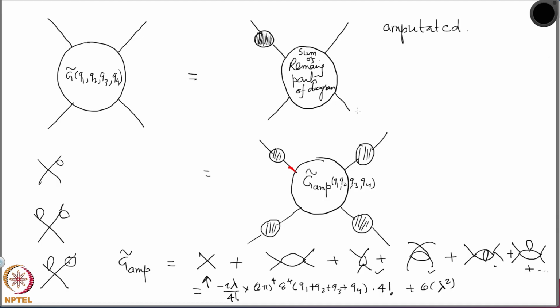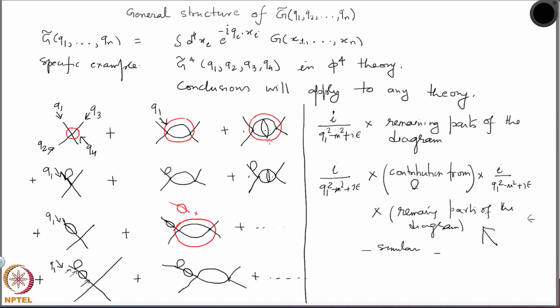Okay, so let's continue our discussion, and the goal is to identify what exactly this blob is. We already have an idea what this is. This looks like all these factors. Okay, but we want to give a precise expression for this.